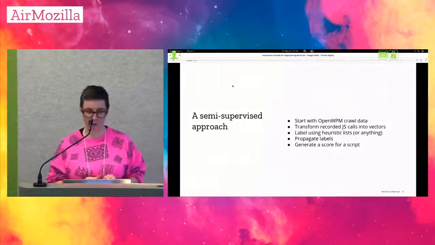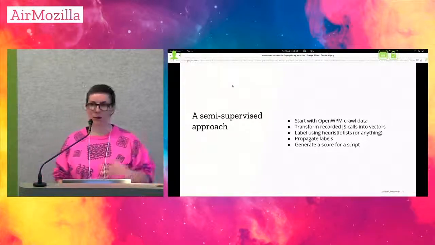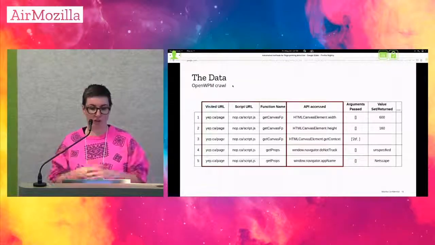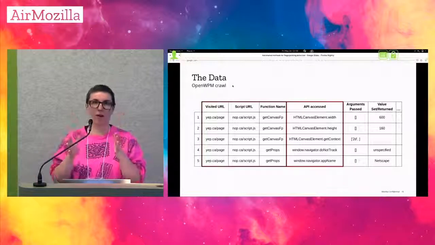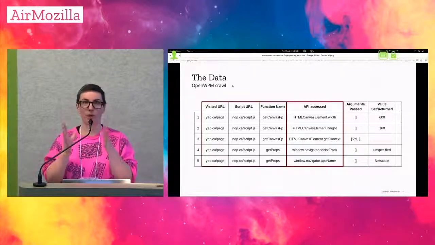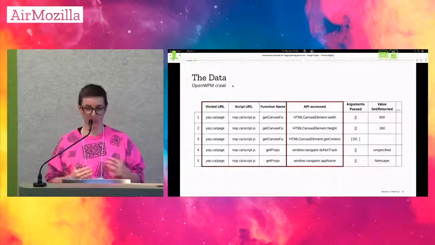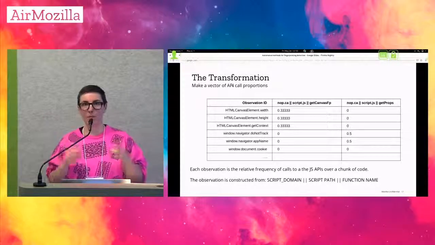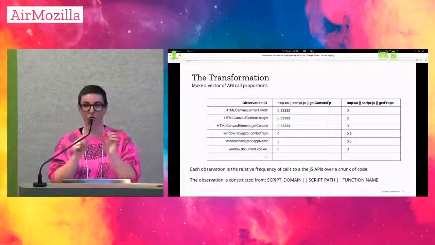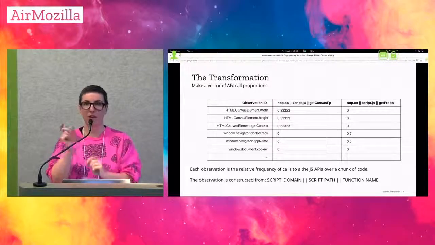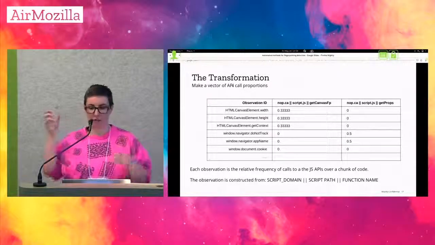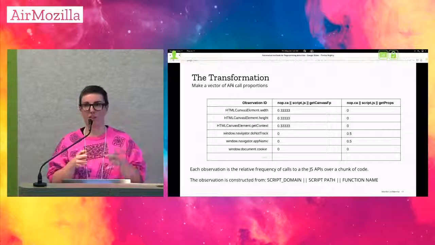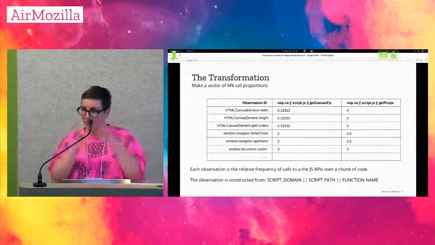I'm going to get really into the weeds of this for a bit, and hopefully it'll spark new ideas and thoughts and critiques, and I look forward to having those conversations. So we're back with the same raw data that we used for the heuristics, and I am focused somewhat religiously on that middle column of the APIs that were accessed. I take this data and transform it into vectors. Each of my observations I assemble from the script domain, the little bit at the end of the script path, and the function name that a series of calls were gathered under. Each observation is the relative frequency of calls to a set of JavaScript APIs over that little chunk or snippet of code.